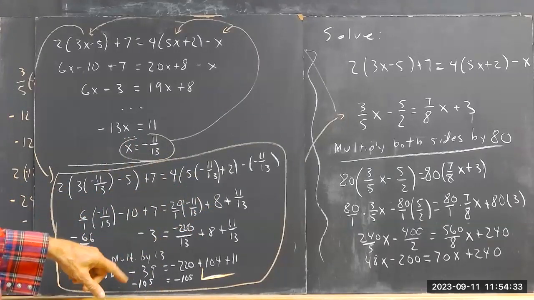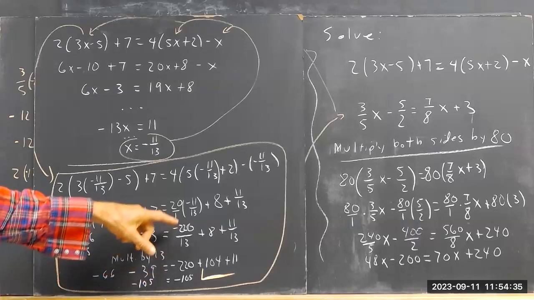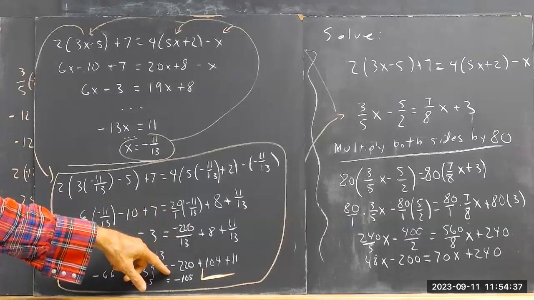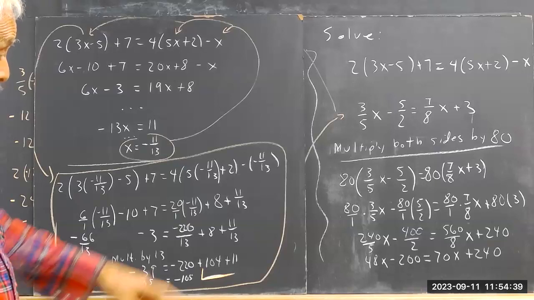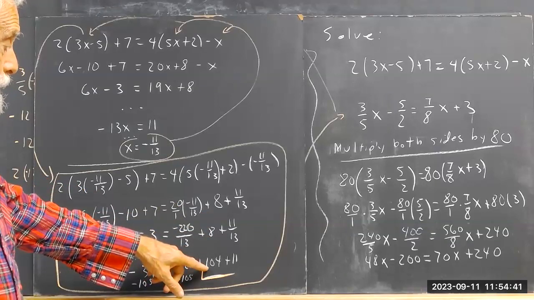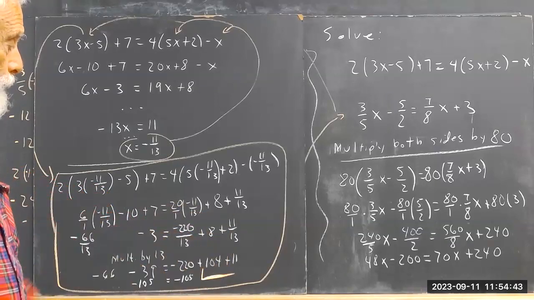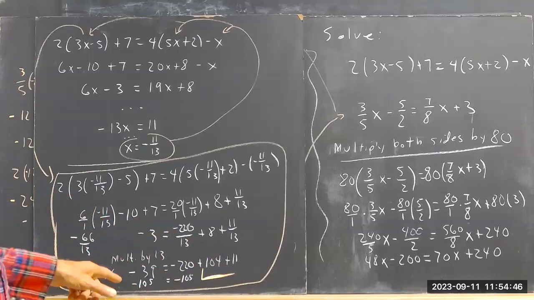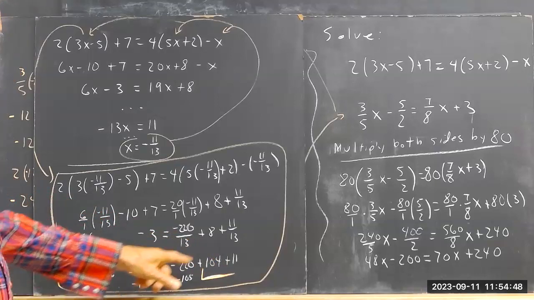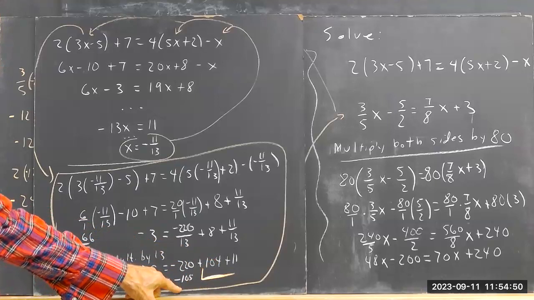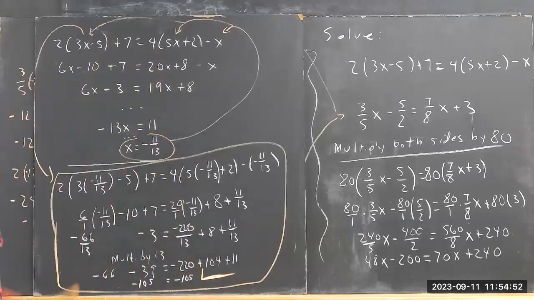Then you have negative 66 and negative 39. 13 times negative 220 over 13 is negative 220. 13 times 8 is 104. 13 times 11/13 is 11. You add up all the numbers here, you get negative 105. You add up all the numbers here, you get negative 105. Checks, so you know you got the right answer.